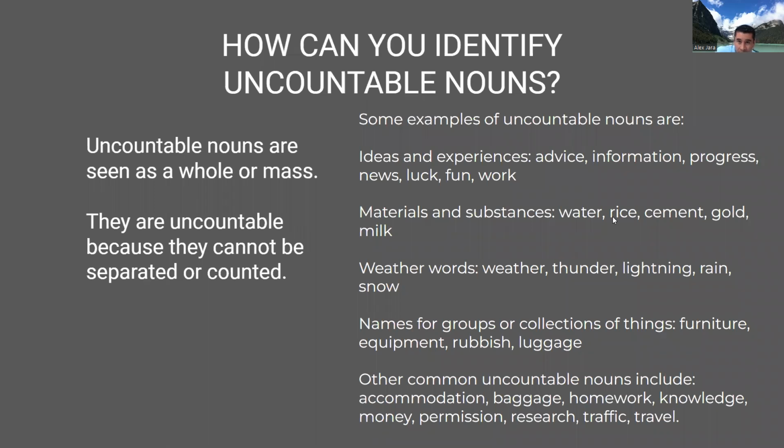Now here, how can you identify uncountable nouns again? Well, remember they are seen as a whole or mass. They are uncountable because they cannot be separated or counted, especially individually. Some examples of uncountable nouns are ideas and experiences, materials and substances, weather words, names for groups or collections of things, and other common uncountable nouns include accommodation, baggage, homework, knowledge, money, permission, research, traffic, and travel.